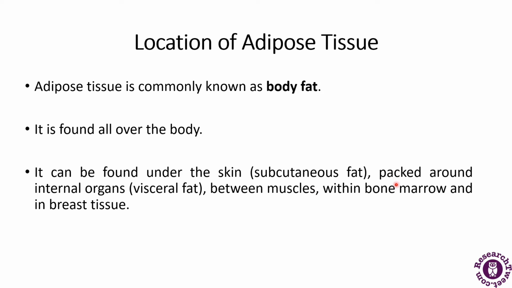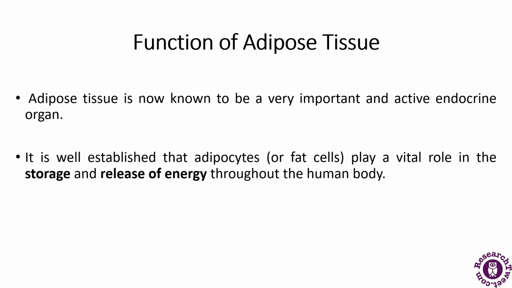The next is the location of this adipose tissue. As I have already told you, it is also known as the body fat. It is found all over the body, mainly under the skin, packed around the internal organs, between the muscles, within the bone marrow, and in the breast tissue. This part we have already discussed.